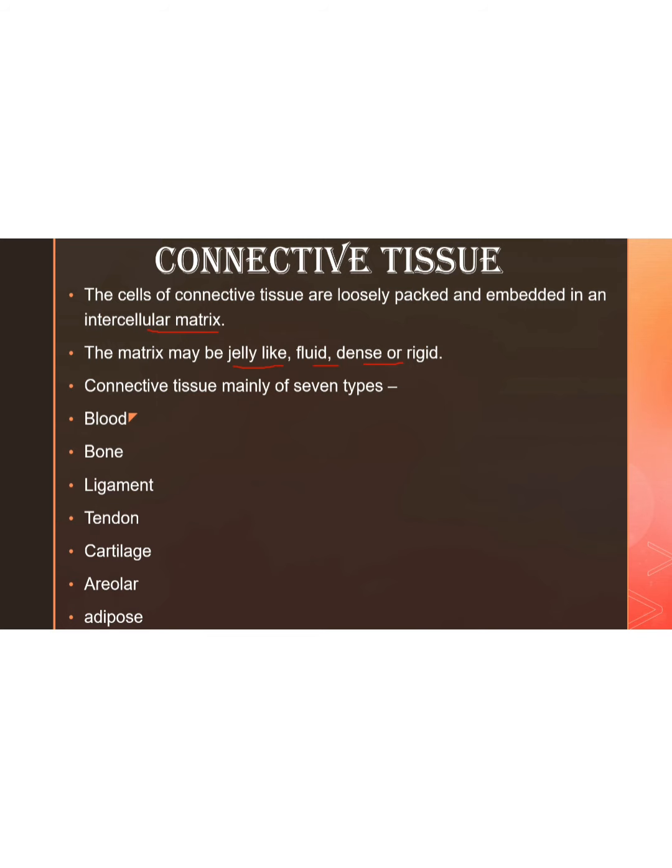Okay, so basically you all should remember we have 7 major types of connective tissue. That is blood, then your bone, then ligament, tendon, your cartilage, areolar and adipose. So in these, you all remember blood is very important because it is a liquid connective tissue, or you can say it's a fluid connective tissue. Understood? Next one.